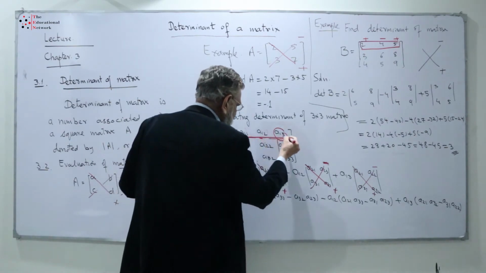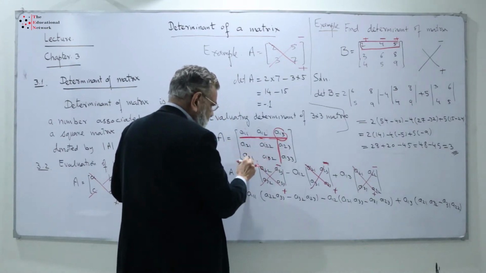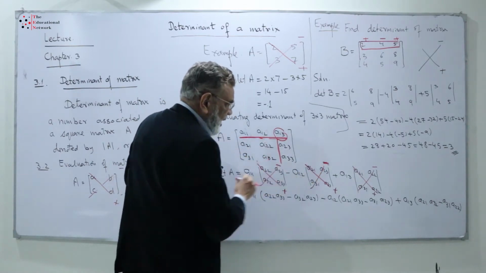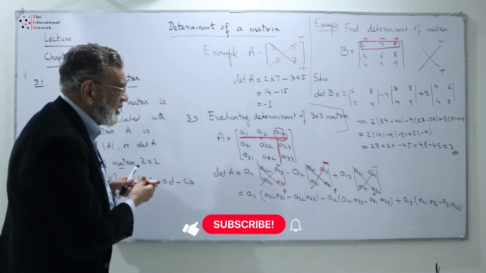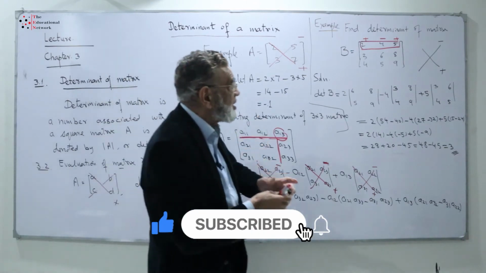And this row is blocked and this column is blocked. What's left is A21, A22, A31, A32, and we just solve it by the way we are doing it, and we can just write the value. And I give you this example.